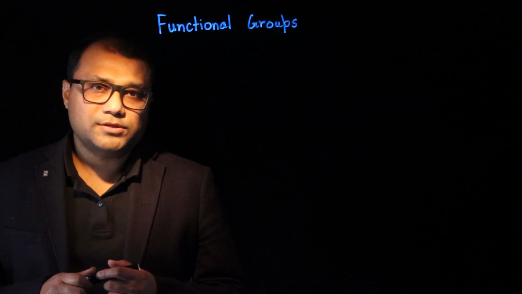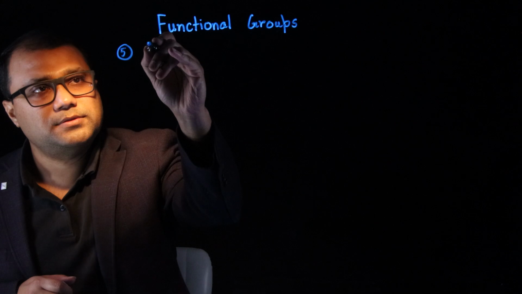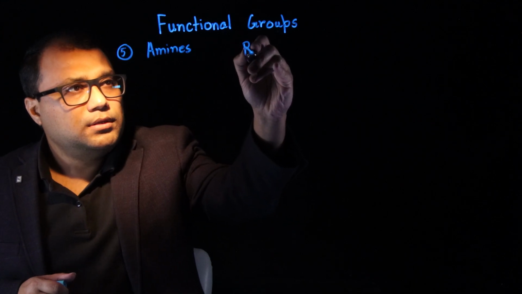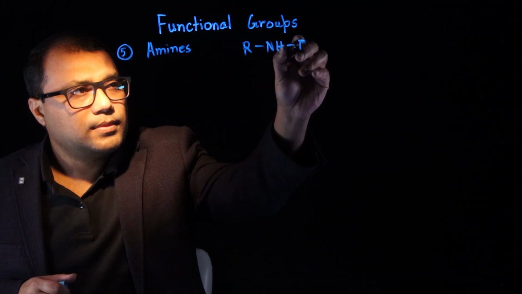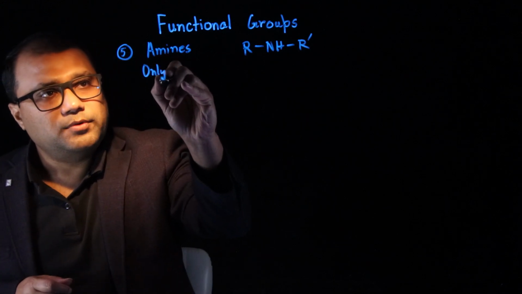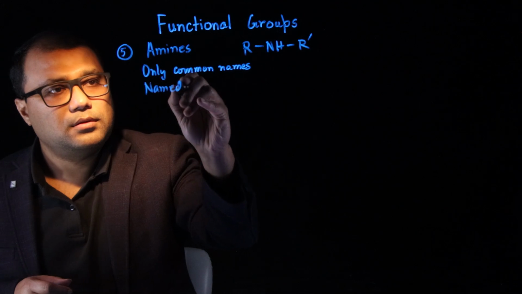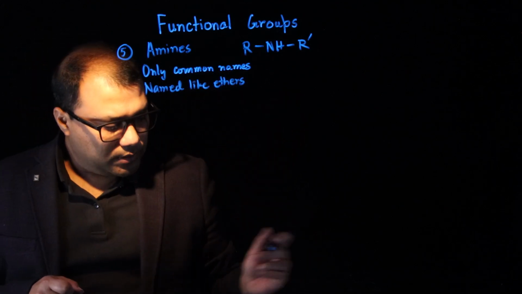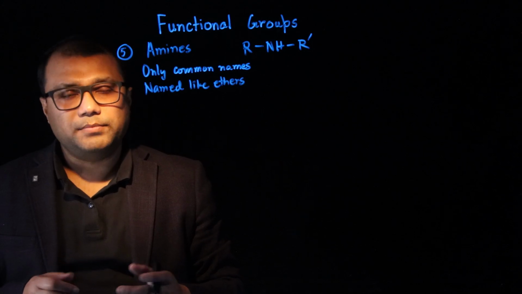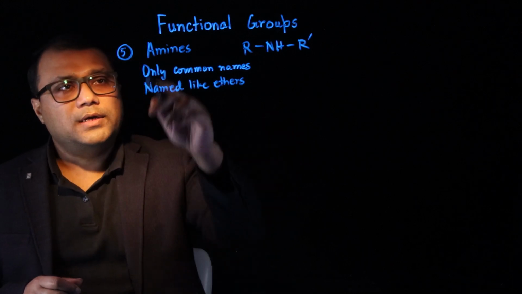Okay. The last functional group that we'll discuss today is called amines. I don't remember, this is number 5 or 6. Anyways, amines. So amines are actually, it looks like this. Okay, we have an NH in between. We'll only look at the common names for amines. And these are named like ethers. So remember, what we used to do was the alkyl groups that are attached to either side of nitrogen, we name them and we put them in alphabetical order and we end it with the word amine.